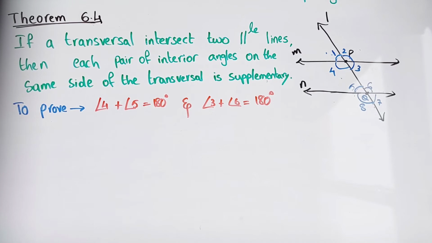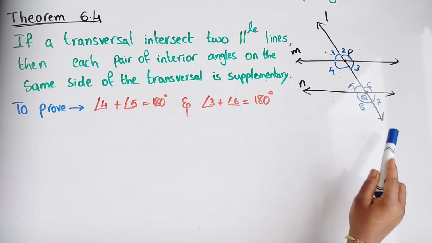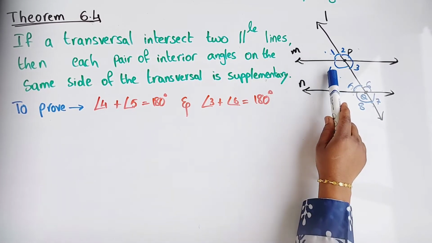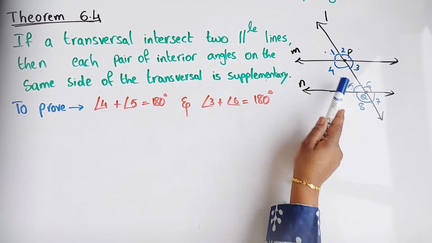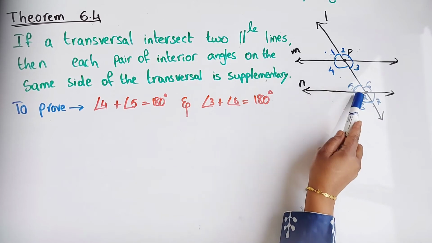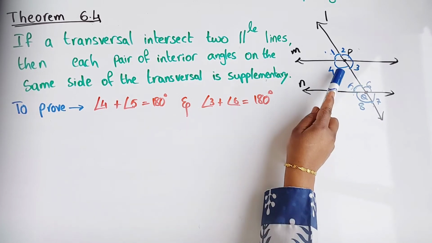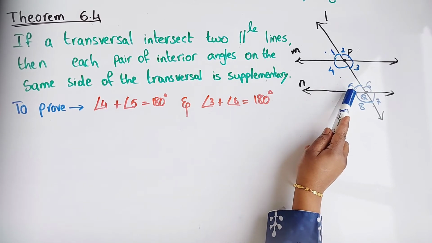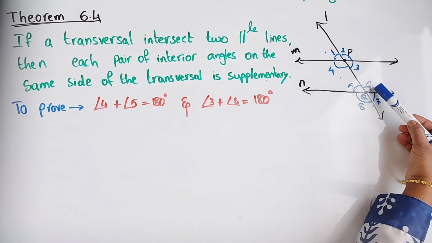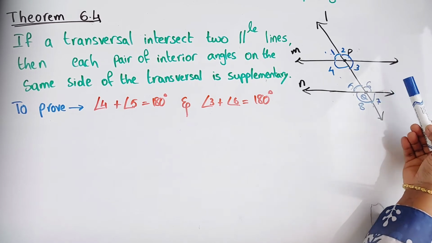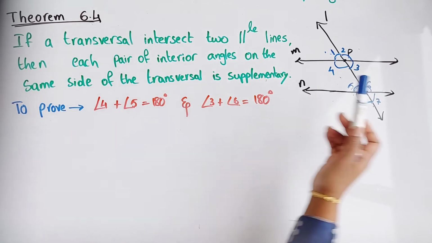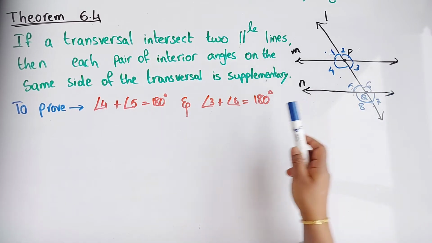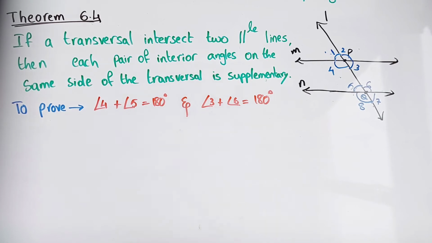Theorem 6.4, children. If a transversal intersects two parallel lines, then each pair of interior angles on the same side of the transversal is supplementary. See, interior angles of the same side of the transversal. See, 4 and 5, same side of the transversal. 3 and 6, same side of the transversal. Right? So, angle 4 plus angle 5 equal to 180 we have to prove, and angle 3 plus angle 6 equal to 180 degrees we have to prove. Right, children? So, let's start.